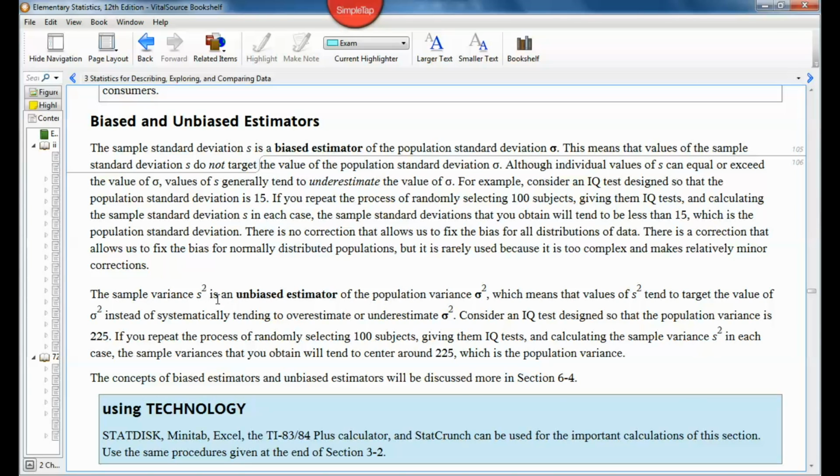However, the sample variances are an unbiased estimator of the population variances. So that means that sample variances are really close or can predict the population variance. We go over that more in chapter 6.